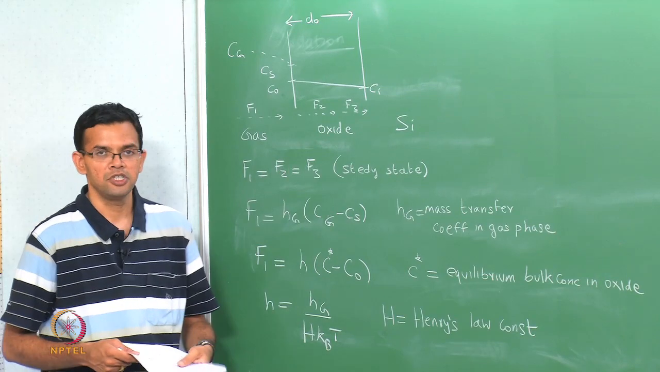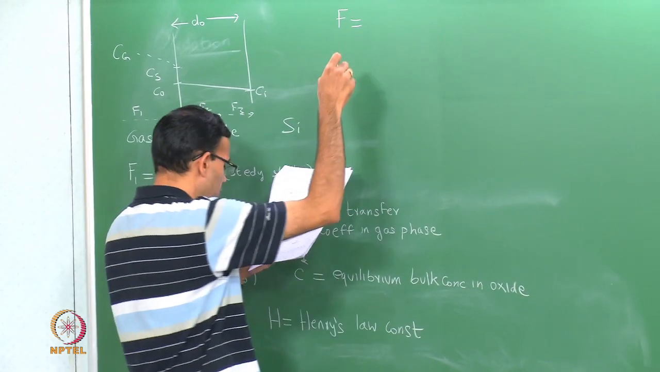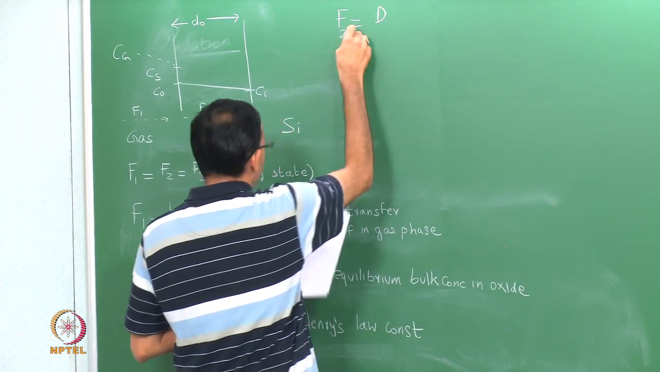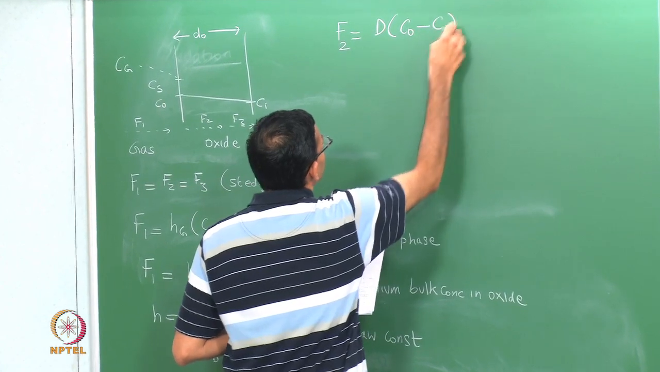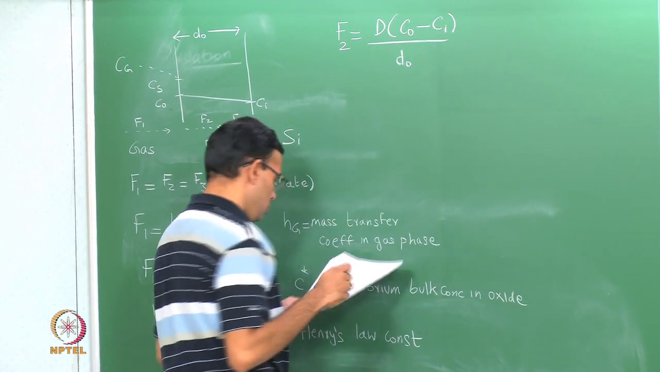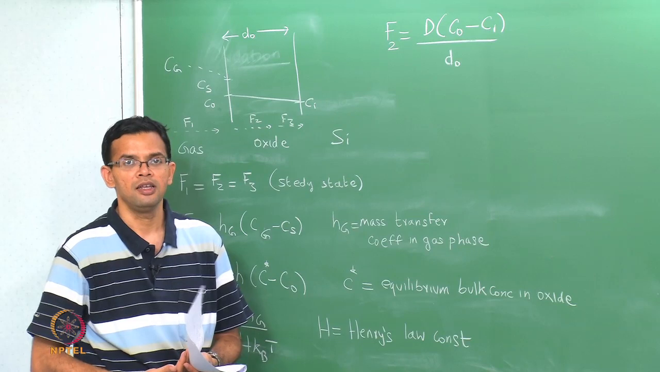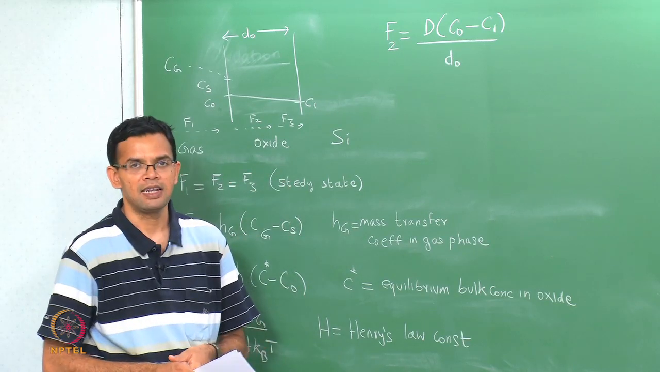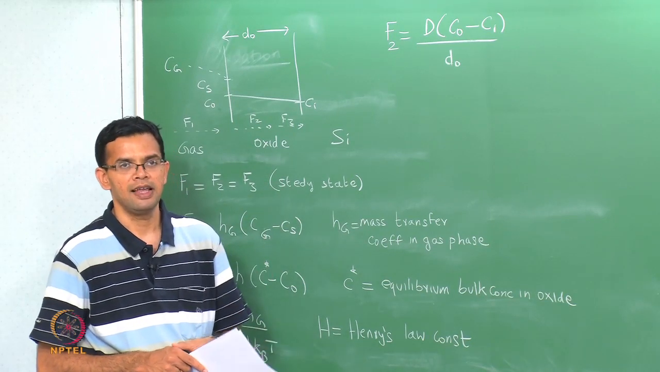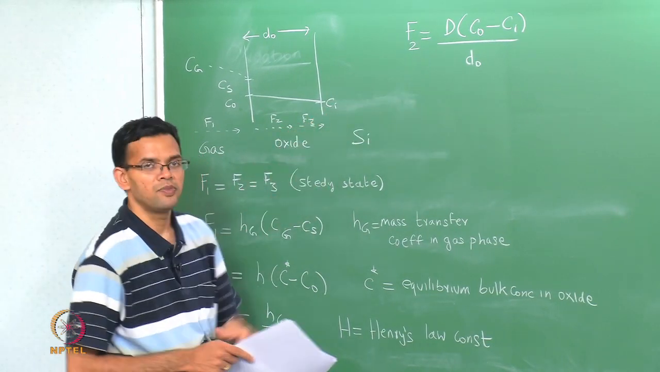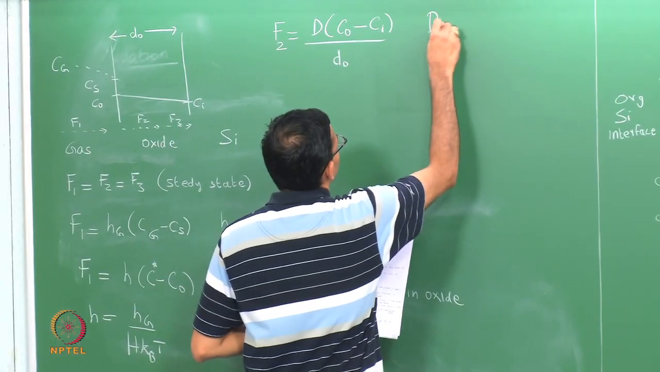Next, we can look at diffusion within the oxide layer. This we can usually write in terms of some diffusion coefficient: F2 is D times C naught minus Ci by D naught. D naught here is the thickness of the oxide layer, and as I mentioned earlier, you can either start with an oxide layer at the surface, or you look at the process at a specific time where you have a certain oxide layer that is grown. C naught and Ci are the concentrations at the two interfaces. D of course is the diffusion coefficient.